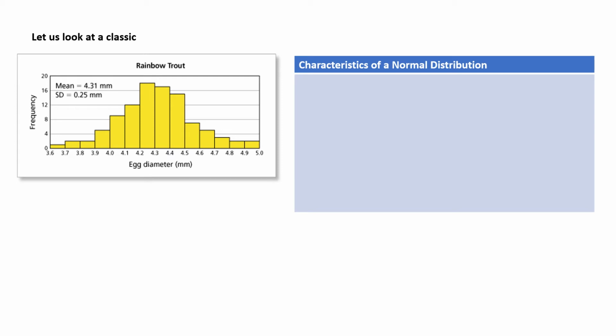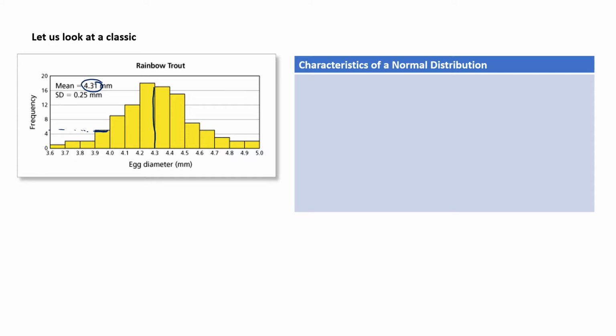So let's take a close look at this histogram. It's the histogram that represents the egg diameter of rainbow trout. It looks like the average, or the mean, is about here, and it indicates here as well that the average is 4.31. It tells you, for example, that there are just over 4, looks like about 5 eggs that are between 3.9 and 4 millimeters wide.